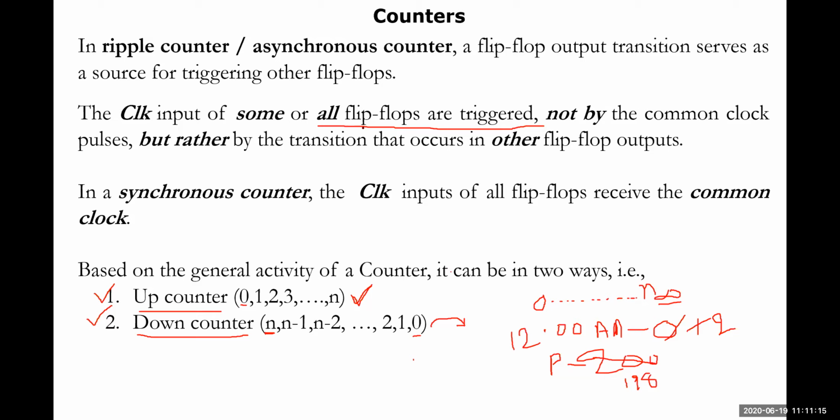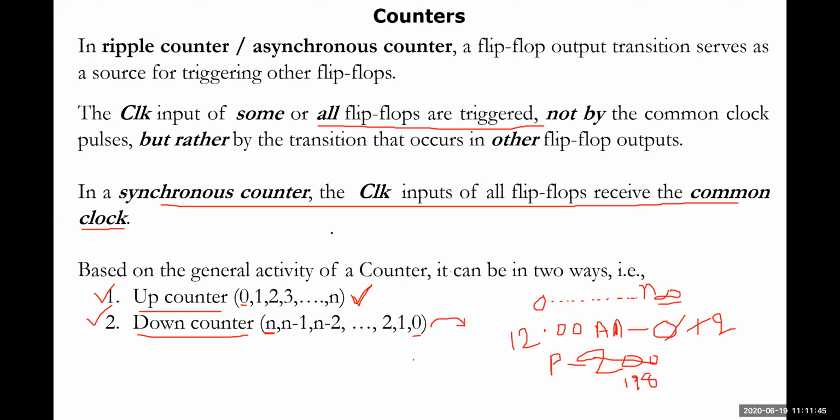The flip-flop will be triggered based on the output of the previous flip-flop, and that is called a ripple or asynchronous counter. Whereas synchronous means a common clock pulse is connected to all flip-flops. Such a counter is called a synchronous counter.